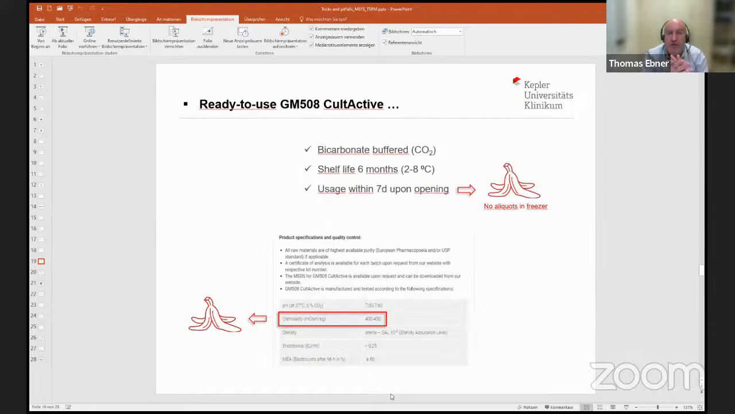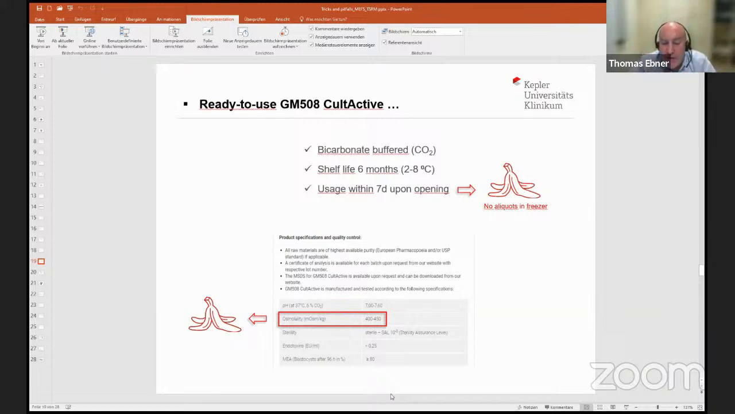So let's move on with the ready-to-use GM508 Cult Active, as it's called. This is a bicarbonate buffered ionophore. The shelf life is 6 months, provided that you store it in the fridge, and you should use it within 7 days upon opening. And definitely you should not freeze it in aliquots, because we tend to freeze products in aliquots that we don't need that frequently. But by doing so, and Markus Montag and myself, during our mouse studies, we tested it. It did change the effectivity. So you should not freeze it.